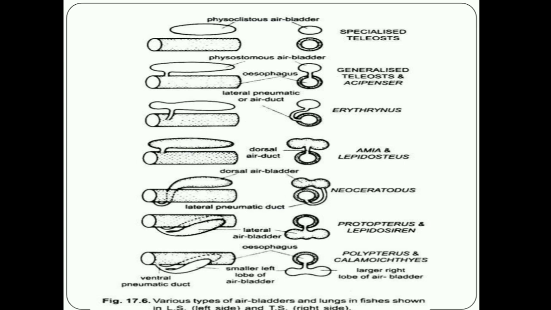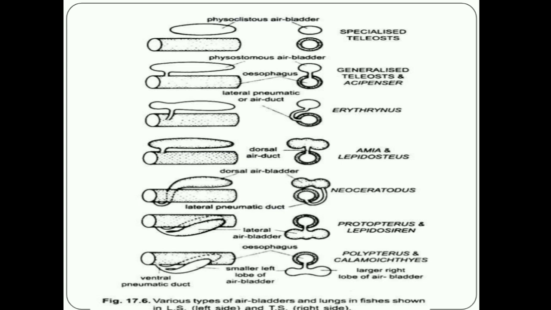These figures show Polypterus and Calamoichthys fish. In Polypterus, the fish have two lobes of air bladder. The left lobe is small compared to the right lobe, meaning the right lobe is large. The air bladder is located on the ventral side of the esophagus. These lobes open into the esophagus by a ventral pneumatic duct on the ventral side.